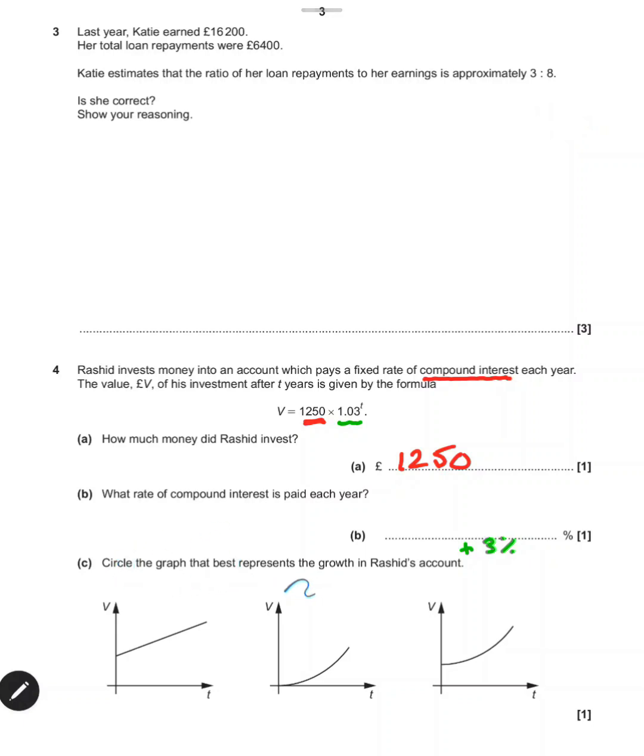Part 3, circle the graph that best represents the growth of Rashid's account. Well, we know he's got some money to start with, and the money is given by V, so it has to be this one or this one.